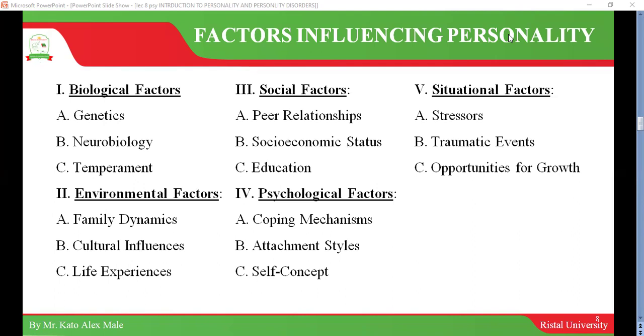Then situational factors, these ones that come up occasionally because of certain situations. For example, stressors. When you have stress it also influences personality. Traumatic events also, for example, you're diagnosed with a condition you didn't expect, or a loved one gets an accident. All these are traumatic events and influence how someone is going to present themselves, their personality. Then opportunities for growth, factors available to influence your growth also influence a lot how your personality is going to be.